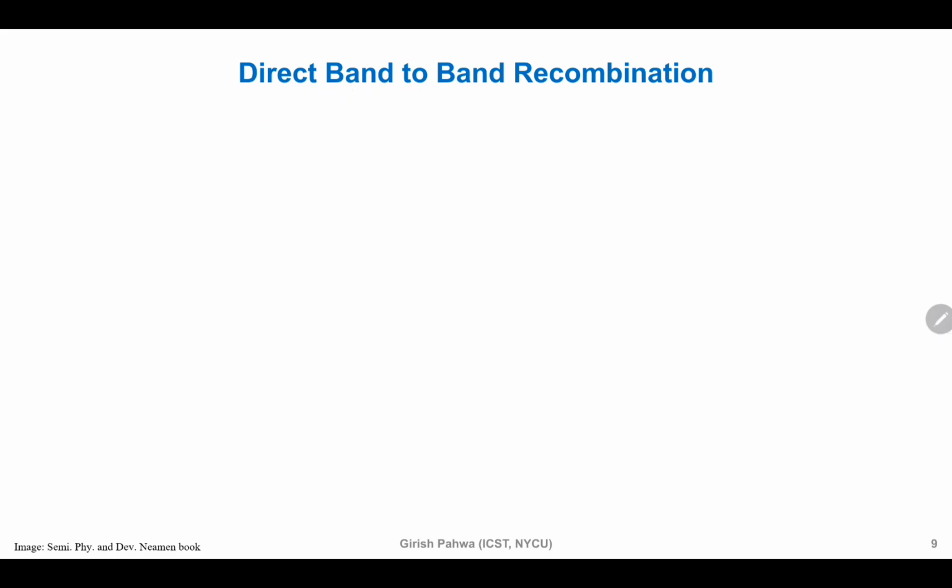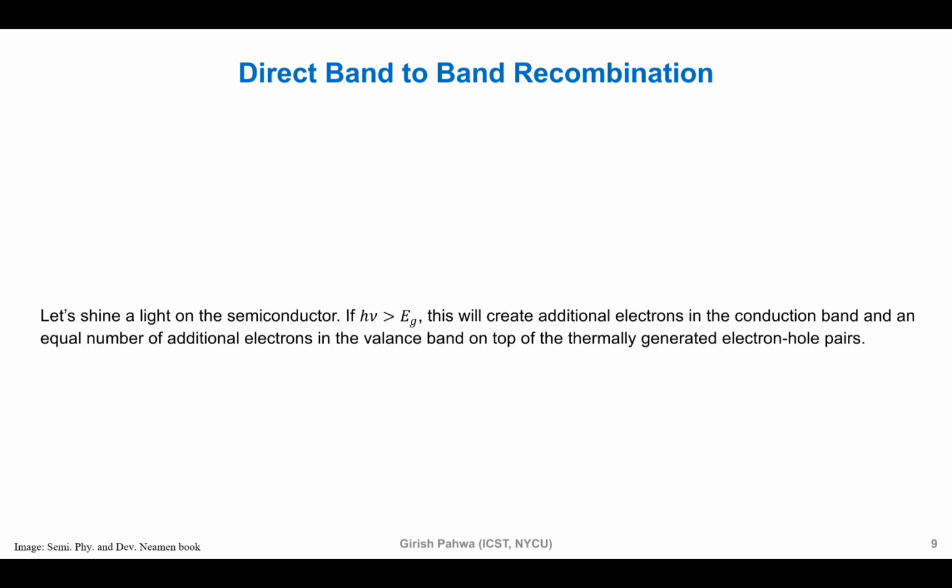So direct band-to-band recombination, let's see, when you have a non-equilibrium situation. Say I shine a light on a semiconductor, right? And if h nu, the energy of the photon, is greater than the band gap, this will create additional electrons in the conduction band and additional holes in the valence band. And this will be on top of the thermally generated electron-hole pairs. So thermal generation is still going on, but on top of the thermal generation you create this extra electron and hole density.